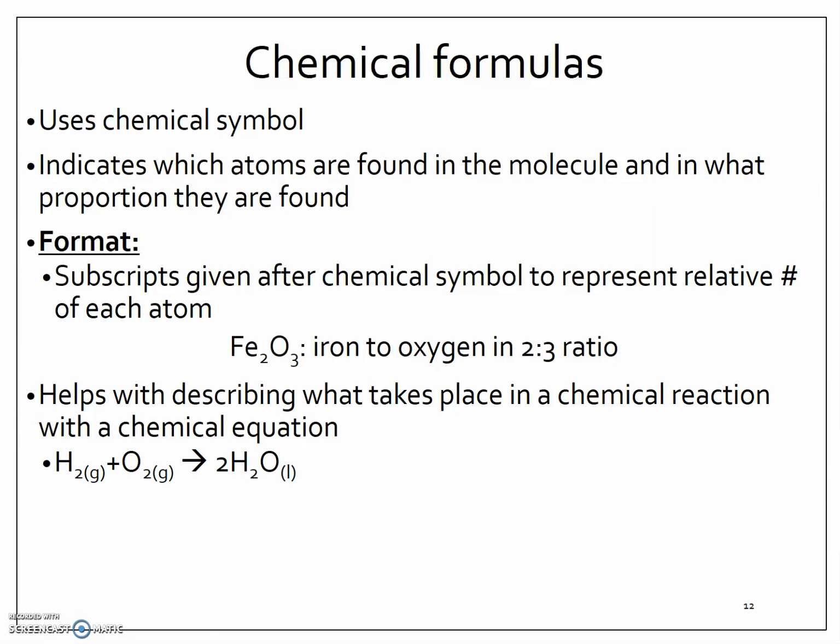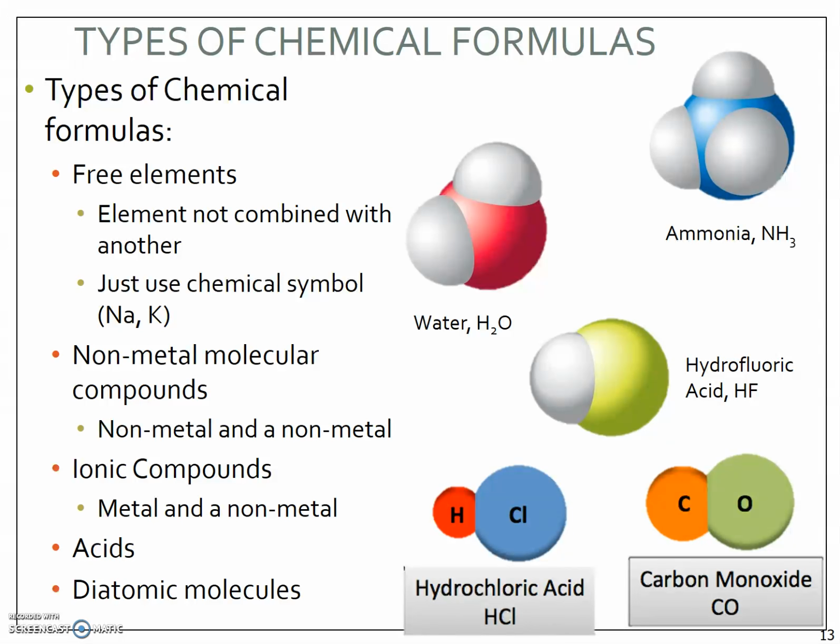Now, we represent chemical formulas for elements and compounds, but there are multiple types of compounds. Free elements are just elements not combined with anything. So these would just be the chemical symbol found from the periodic table, like sodium, potassium. And remember we talked in chapter 0 that sometimes the chemical symbol does not necessarily overlap with the name. Sodium is actually from, I think, a Greek or Latin word, natrium. Potassium and things like that.